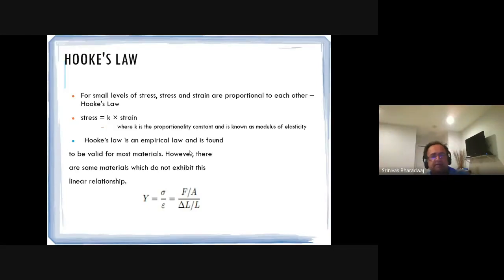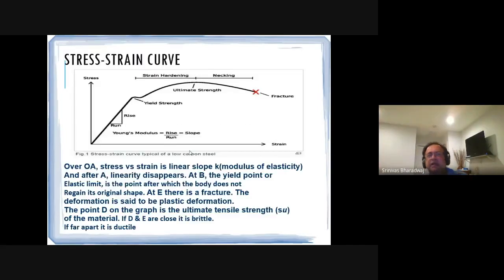The slope of that stress versus strain curve is called K, and it is called the Young's modulus. They use the term Y. It is the ratio of the stress to the strain. The notation for stress is sigma, and for strain is epsilon. So sigma by epsilon is a linear relationship, and that value is called Young's modulus. It is different for different elements.